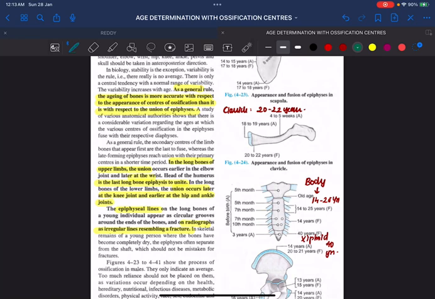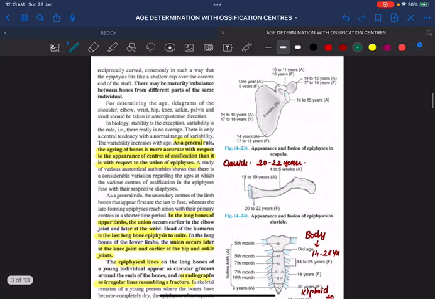How can you see unfused ossification centers or unfused epiphyseal lines? The epiphyseal line, that is the line of fusion, will always appear like an irregular line, like a fracture line, in the X-ray. That is how you have to identify it when they give X-rays for your practical exams.